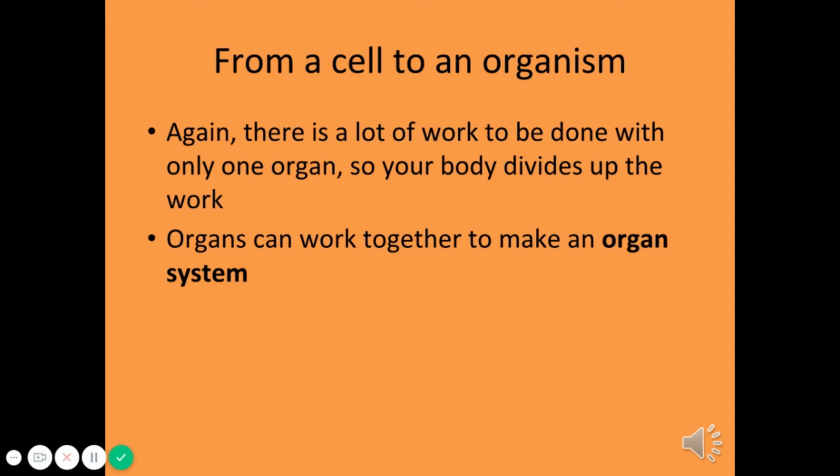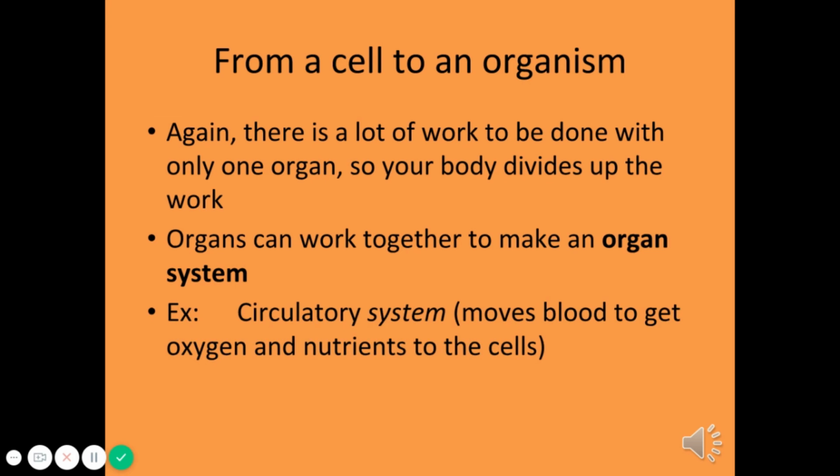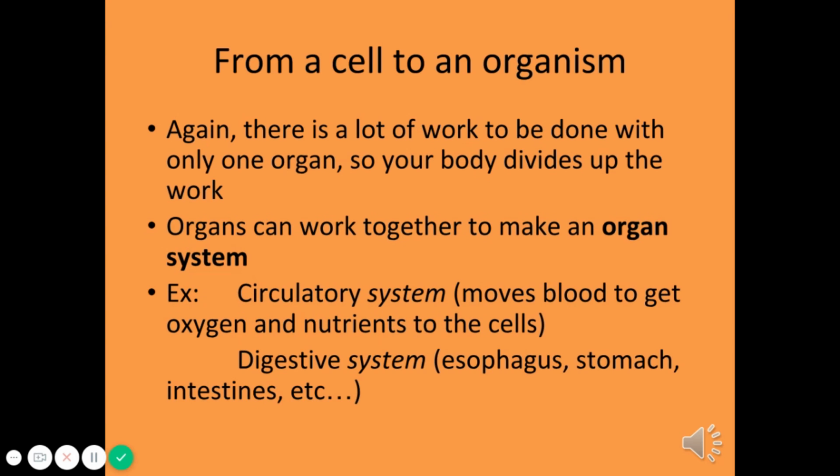Again, there's a lot of work to be done with only one organ, so your body divides up the work again. Finally, organs can work together to make up an organ system, and that's our final level basically for this. For example, we were just talking about the heart. The heart is a part of the circulatory system. The circulatory system moves oxygen and nutrients throughout your body in the blood. So it circulates everything throughout the body.